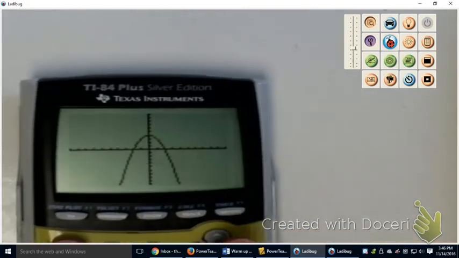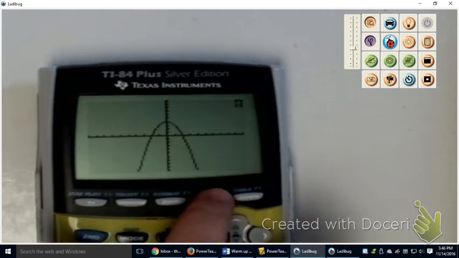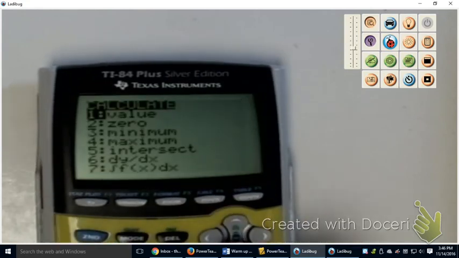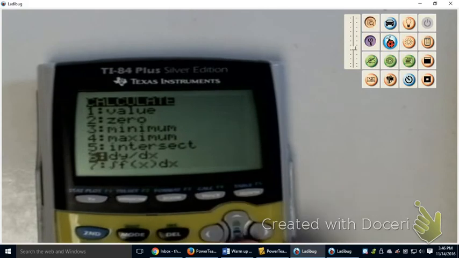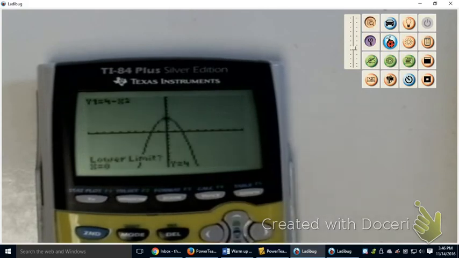So on the graph, here's what you do. You go to second, calculate. Remember 6, that's the derivative. 7 is the integral. It says lower limit, so start with 0, press enter. Upper limit, we want to go to 2, so press 2, press enter. It'll shade it for you, and it tells me the area is 5.333.